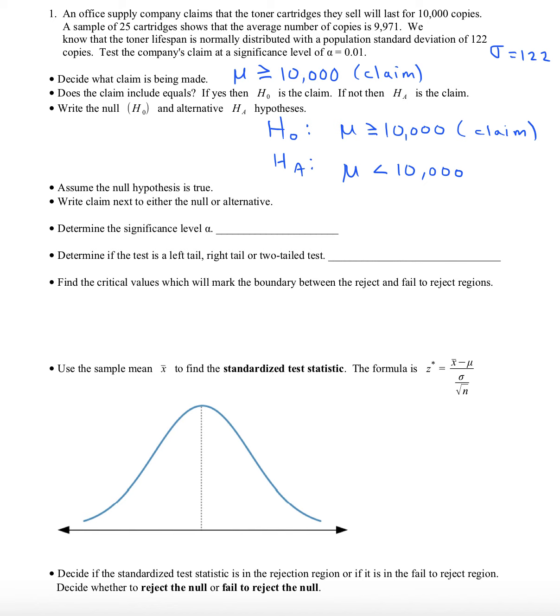Okay, we're going to assume that the null hypothesis is true for the purposes of the test. Now let's determine the significance level that was given in the problem. Alpha equals 1%. Should we do a left tail, right tail, or two-tailed test? This all depends on what type of null was written.